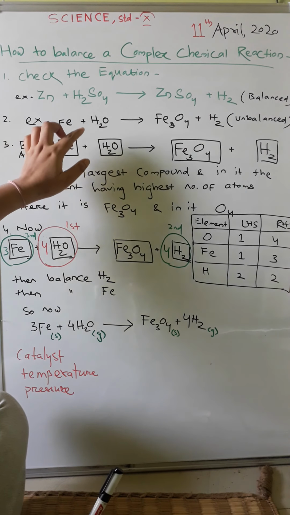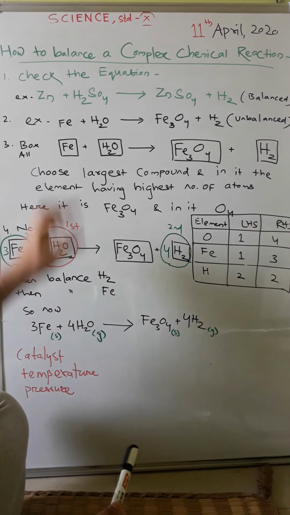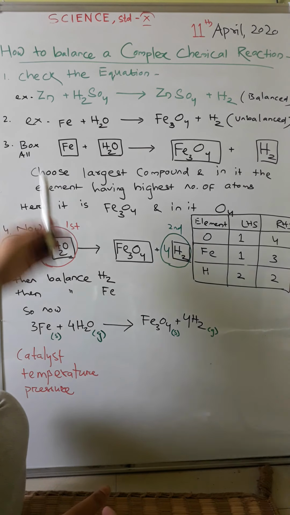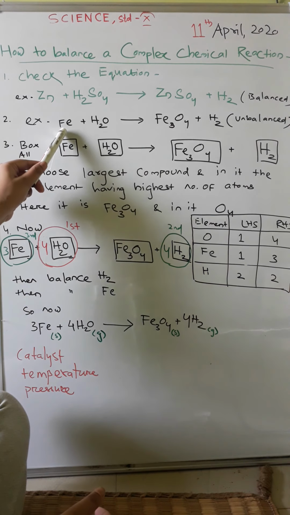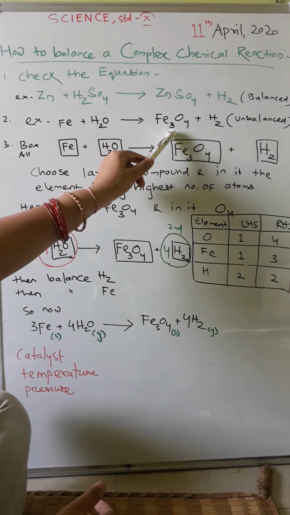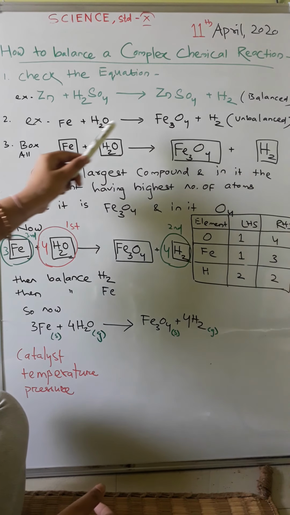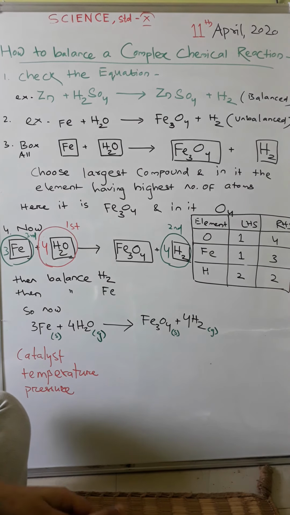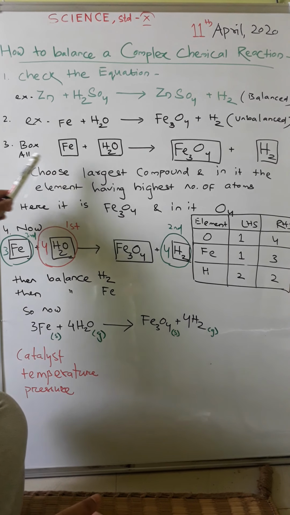The second example is about rusting of iron, that is iron plus water gives rust or ferric oxide plus hydrogen. We have to check first whether it is balanced or unbalanced. So check Fe or iron, here it is 1, here it is 3. Hydrogen here it is 2, here it is 2. Oxygen here it is 1 and here it is 4. So this is an unbalanced equation. So first we have to check that.